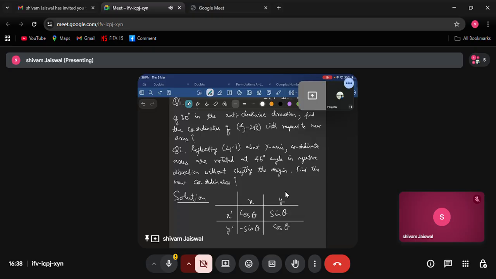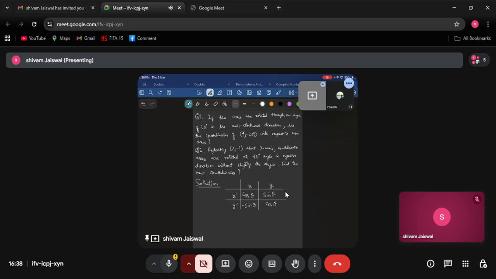Correct, correct. So what happened? First one is done. See, first one, Soham. We need to find out the new coordinates. So x dash should be equal to x cos theta plus y sin theta. X is 4, so 4 into cos 30 degree plus minus 2 root 3 into sin 30 degree.